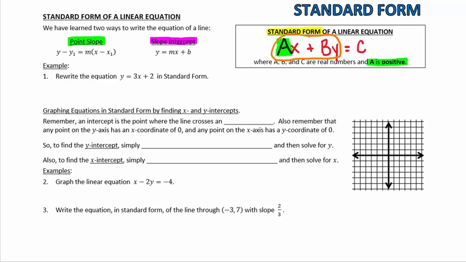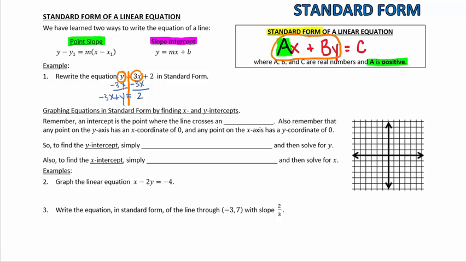The first example says we want to rewrite the equation y equals 3x plus 2 in standard form. I'm going to draw my little line there, and I want to get the x term and the y term on the same side of the equal. The way I do that is by adding or subtracting. So I'm going to subtract 3x from both sides. That gives me negative 3x. I'm going to write the x part first because of ax plus by. So negative 3x plus y equals, and I have 2 left over here.